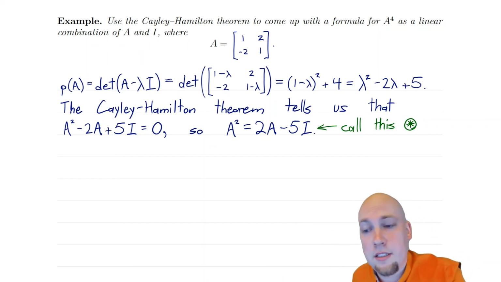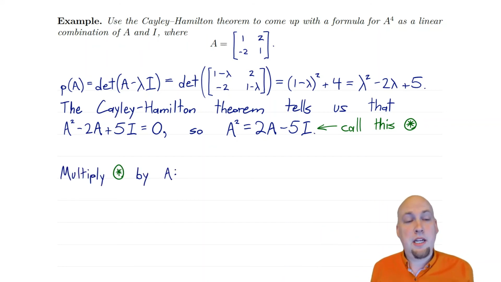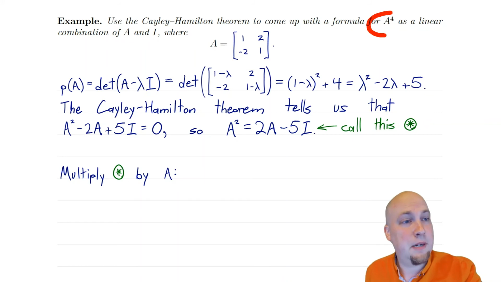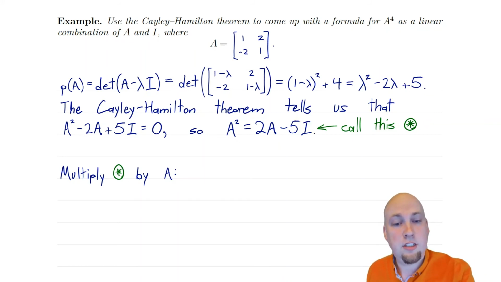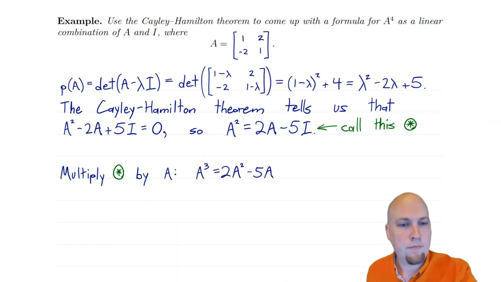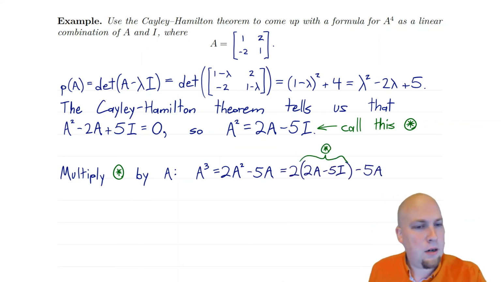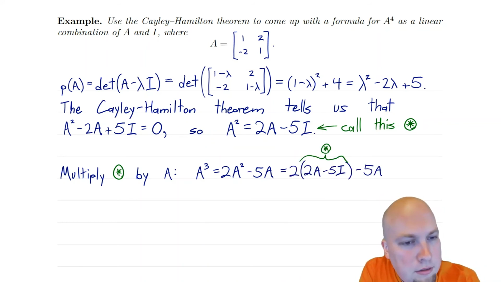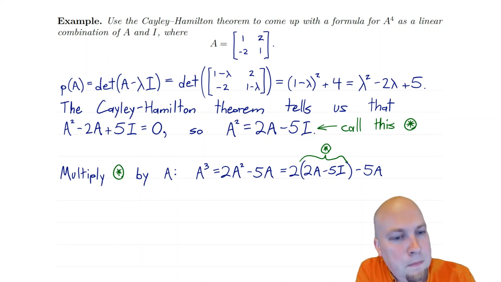All right, so what I'm going to do, I actually want a formula for A to the power 4, so I'm going to take this equation here and just multiply it by A and see what I get. Now I get a formula for A cubed. It's going to be 2A squared minus 5A, so I've just increased the power of A in each of these terms by 1. And now I've got a formula for A squared, so I'm just going to plug that in. I'm going to replace A squared by 2A minus 5I.